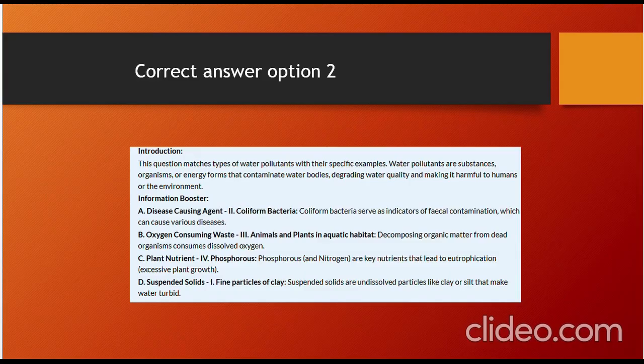B. Oxygen consuming waste matches to 3, that is animals and plants in aquatic habitat. Decomposing organic matter from dead organisms consumes dissolved oxygen. Plant nutrient matches to 4, phosphorus. Nitrogen and phosphorus are the key components that lead to eutrophication or excessive plant growth. Suspended solids, fine particles of clay. Suspended solids are undissolved particles like clay or silt that make water turbid.